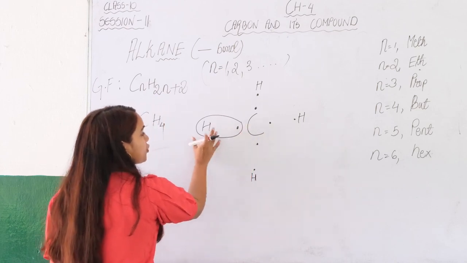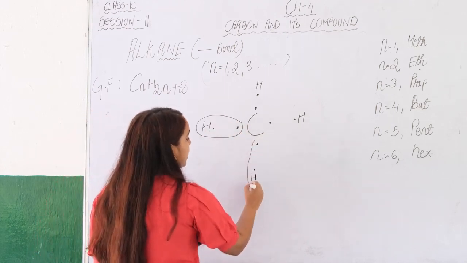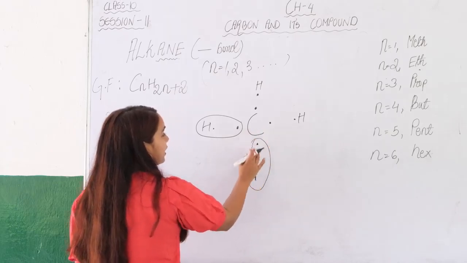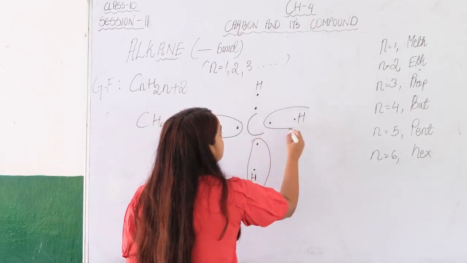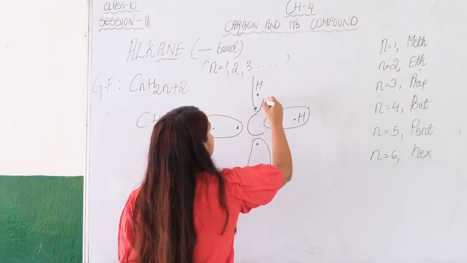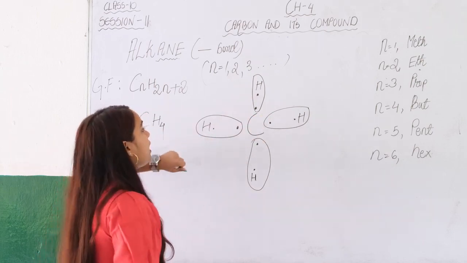Carbon shares 1 electron with this hydrogen, it becomes 2, and attains stability. This carbon also shares its 1 electron and this hydrogen attains stability. Same in these two cases also. Carbon shares its electrons and makes all the hydrogens stable.